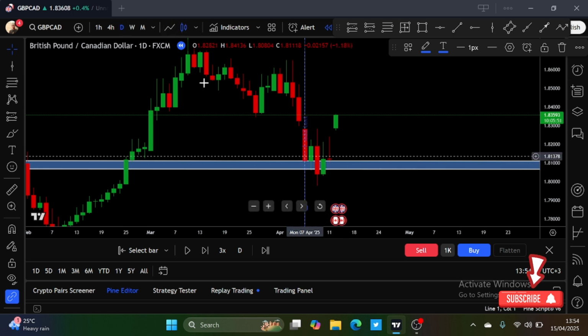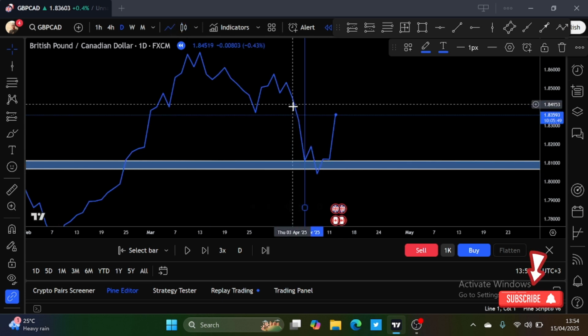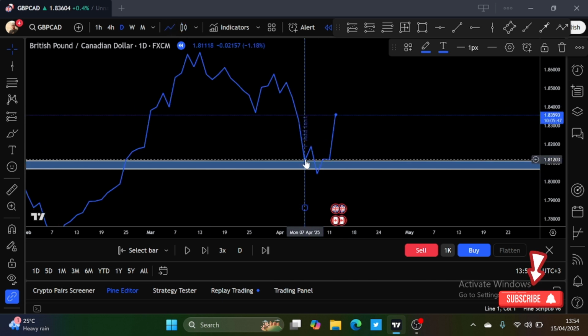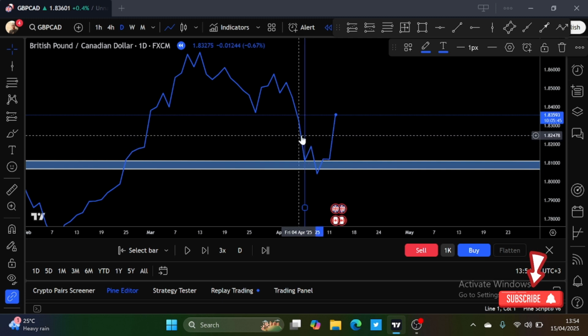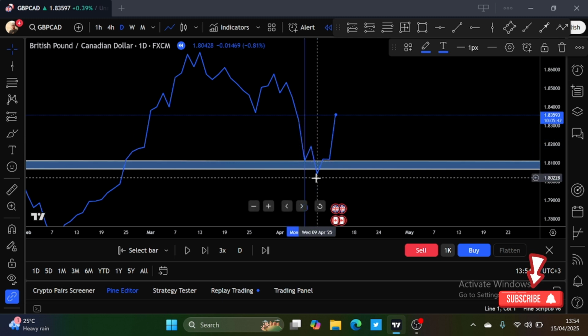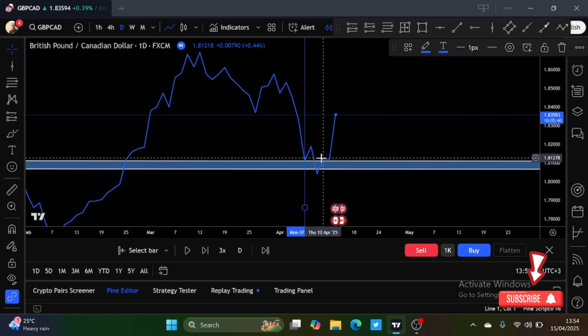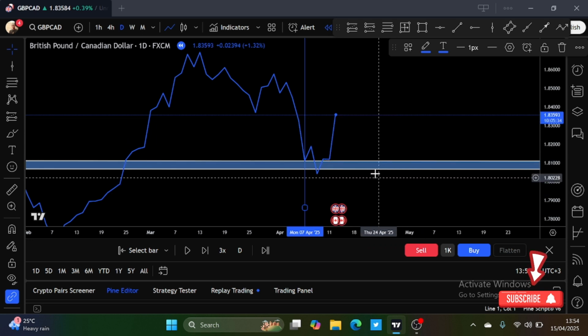So how do you see the breakout? Go to the line chart. You see the line chart, we have here higher high, we have here lower low, lower high, lower low, lower high, then a mini lower low, lower high, then a mini higher low here. So where is the breakout going to happen?